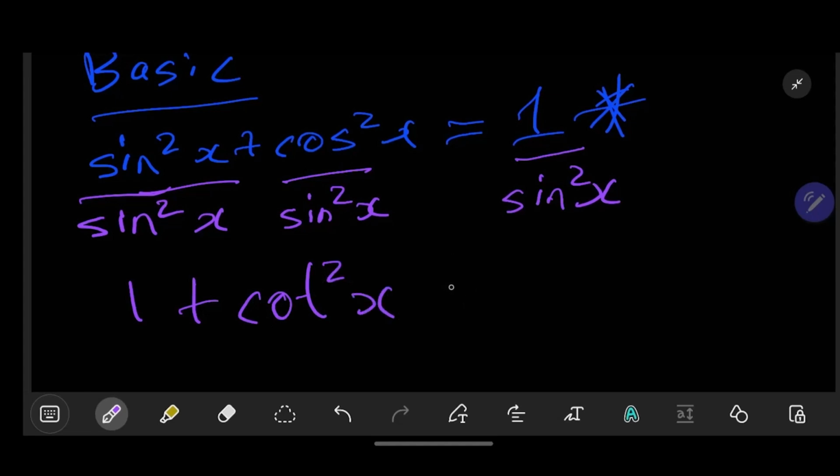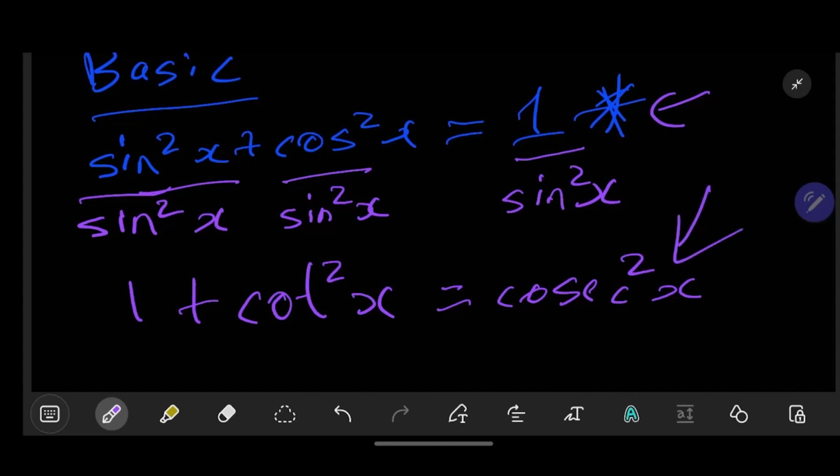is equal to 1 divided by sine squared x, and 1 divided by sine squared of x would be cosec. This is the inverse, cosec squared x. Okay, so we were able to take the basic function and derive this function from it.